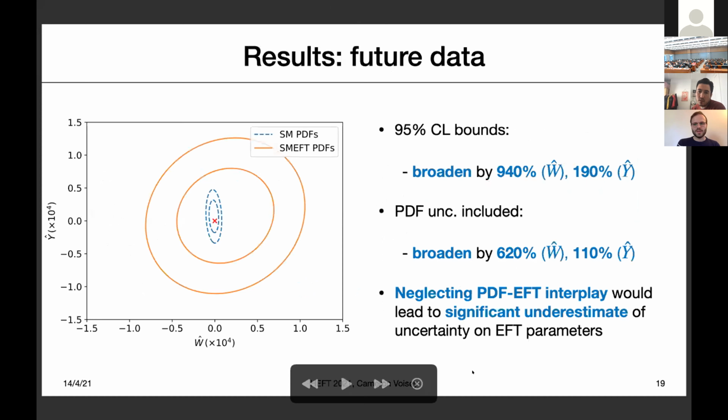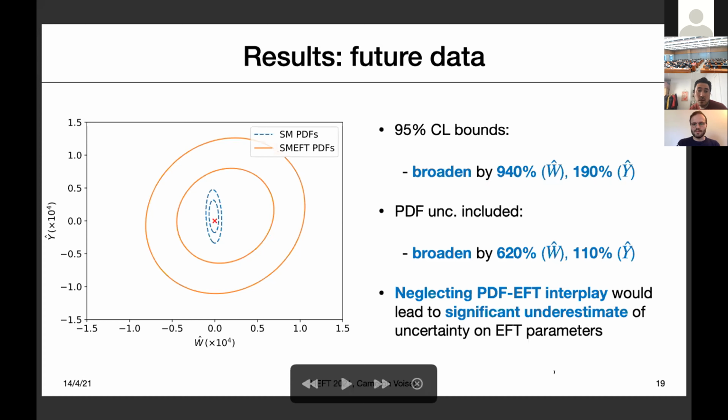And here we do a 2D scan in both W and Y. The blue, again, is the standard model result of the standard model PDF set, so the inconsistent treatment. And then in orange, we have the consistent treatment. In each case, we plot the 68 and 95% confidence bounds. What we see here is a significant broadening, especially in W. And when we include PDF uncertainties, we still find that the broadening is very significant.